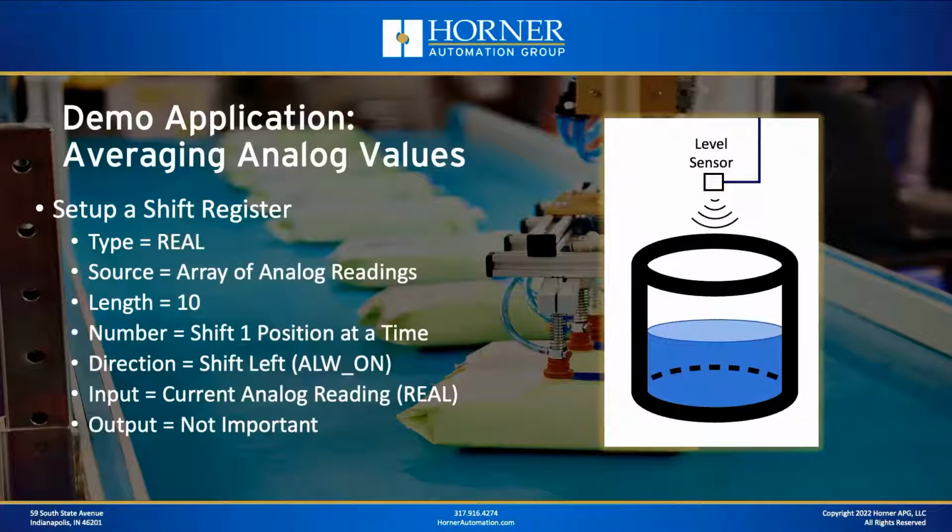So we have effectively a need to create a shift register with the last 10 analog input values from our sensor. So in this case, because we are doing some math and we're doing some averaging, we're going to go ahead and set up our shift register to use real type variables. That way we can use math and not lose any resolution or anything. When we set up our shift register instruction, the source is going to be that array of analog readings with a length of 10 because we want to look at the last 10 readings. We're going to shift one analog reading in at a time, and it's going to be shifted in from the current analog reading, and we get a new current analog reading every single scan.